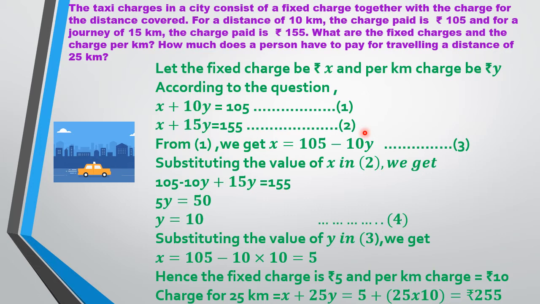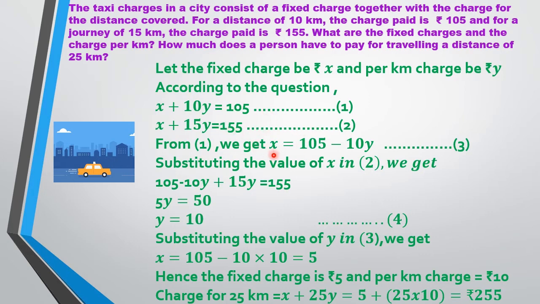For the substitution method, we will find the value of x. So let us find the value of x from equation 1. x is equal to 105 minus 10y. We have transposed 10y to RHS, and here it is. x is equal to 105 minus 10y. Now this is equation 3. Always the value of x becomes equation 3. So remember it properly. And then this equation 3 is substituted in equation 2, not in equation 1, because we found x from equation 1.